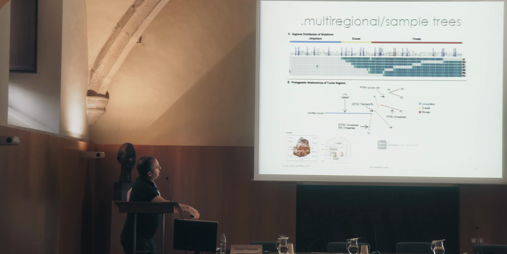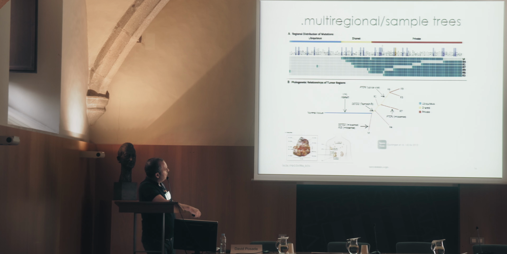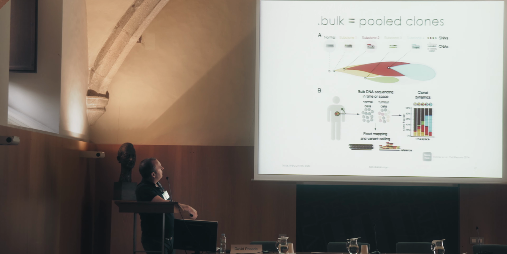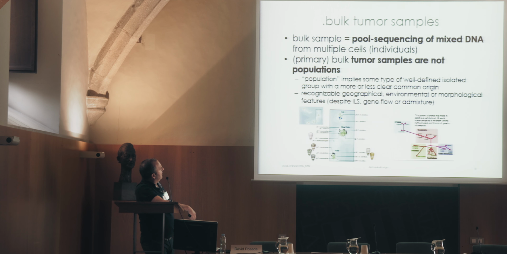Multi-regional sample trees are probably the most common representation. So this is a seminal paper by Marco Gerlinger, where you have different regions, and then you can see that you can disentangle convergent mutations and parallel mutations in the same gene and so on. But we need to be aware of this. All these trees are built from bulk sequencing. So when you get a sample from a given time point, you're going to get a mixture of clones in your sample, okay? So the way I look at this is like this, okay?